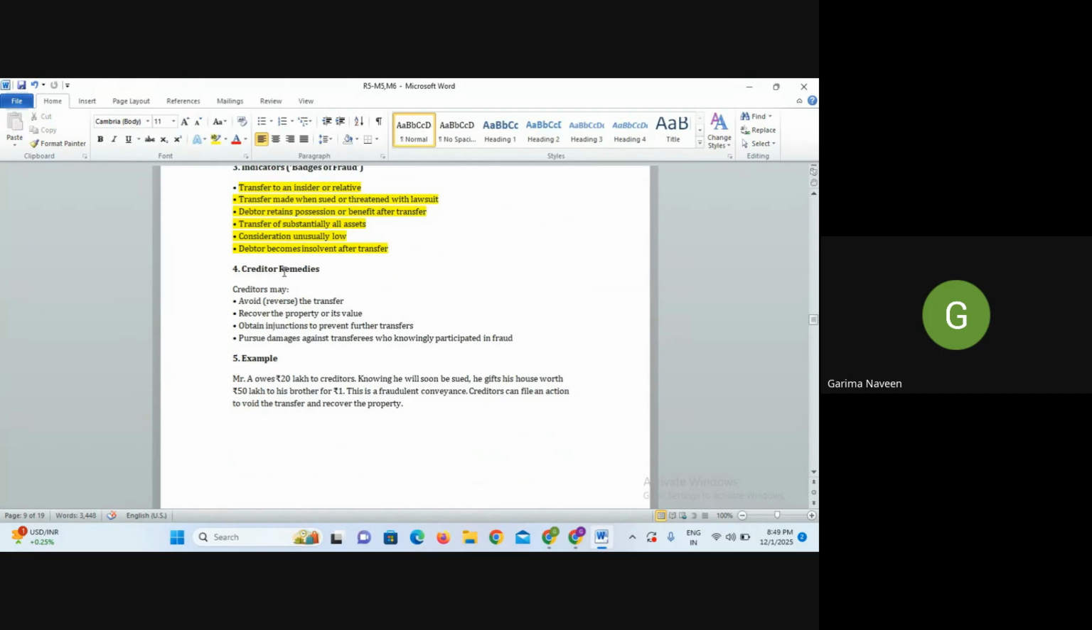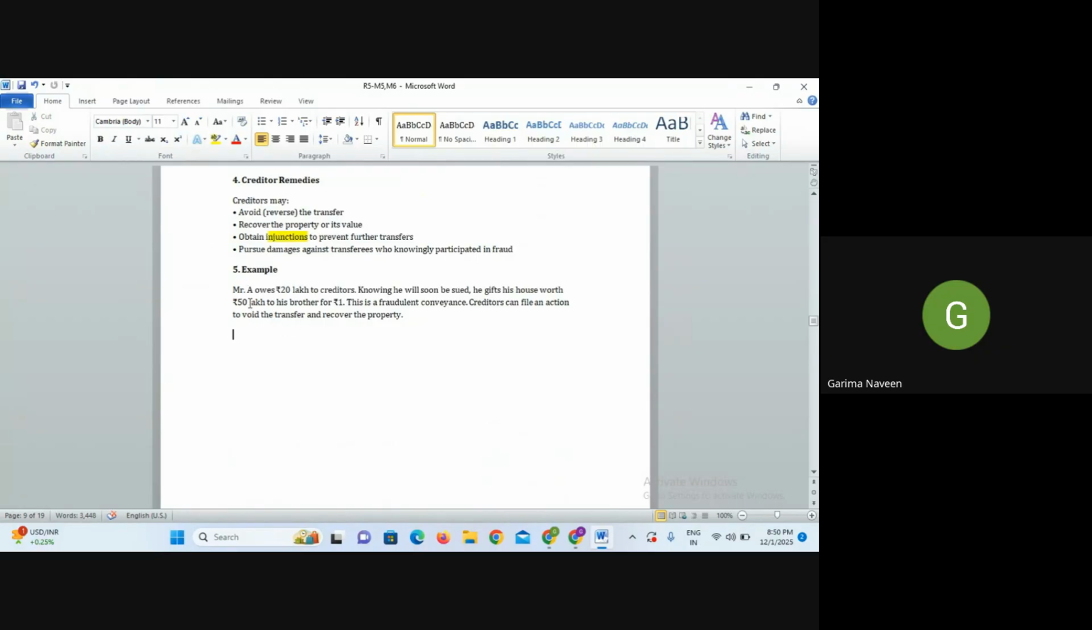So what are the remedies that are available to the creditors? The creditor may avoid the transfer. They can recover the property or its value, and obtain an injunction to prevent further fraudulent transfer. They can pursue damages against the transferee who knowingly participated in the fraud. So if this kind of thing happens, then the creditor has the right to challenge the transfer. They can recover the property or its value. They can take an official order, meaning an injunction, an official order from the court to prevent further transfers.